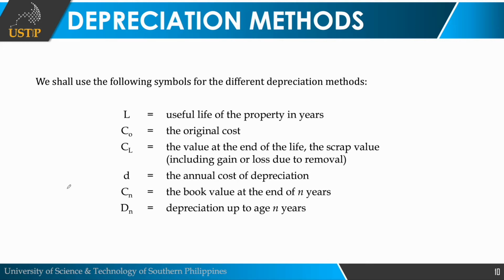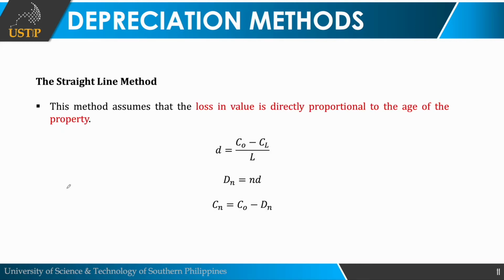Okay, let's go to our first depreciation method. We have the straight line method. For the straight line method, it's very easy class, very straightforward, true to its word. This method assumes that the loss in value is directly proportional to the age of the property. So it is direct, very straight. If you have a graph class, it looks something like this. Compared to the earlier graph, which was slightly curved, this one is a straight line. It's linear.